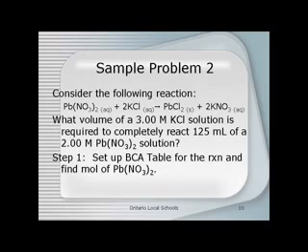Step 1 is the same as in any other stoichiometry problem. We're going to get to the mole unit for the quantity that we know. The quantity that we know we have in terms of a volume and a concentration is the lead-2 nitrate. So we're going to set up the BCA table for the reaction and find the moles of lead-2 nitrate.